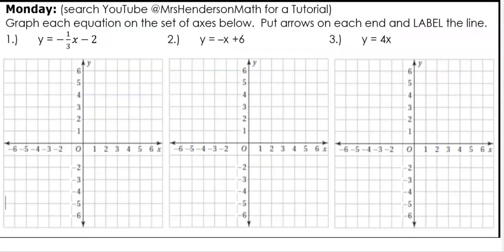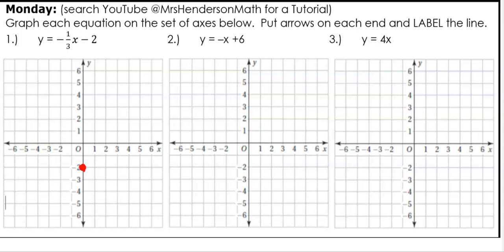Homework number 16. For these three questions, you're asked to graph each equation on the axes below. The quickest way to graph a linear equation is to start at the y-intercept point. That's a point on the y-axis. So for us, our y-intercept is -2, which would be here.